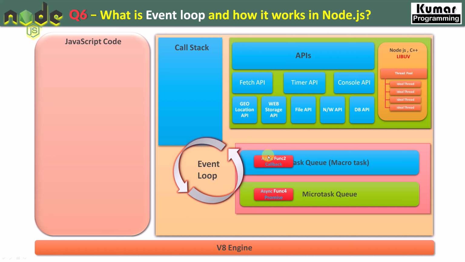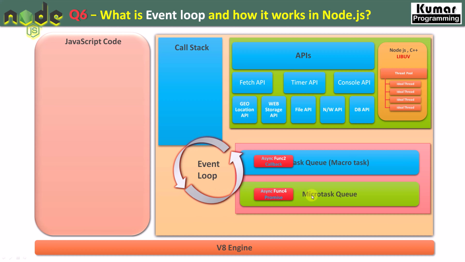Now what will happen here in the event loop? The event loop always tries to check our task queue and micro task queue, right? So as of now, we have two tasks, one is function 2 and the other is function 4. So which one will go into the call stack first? We always give priority to the micro task queue, right? So if anything is there in the micro task queue, it will go first.